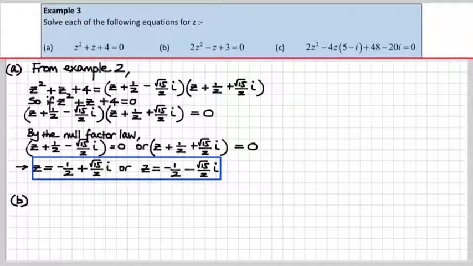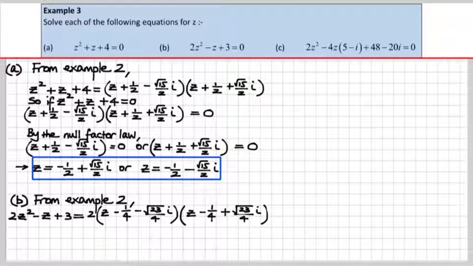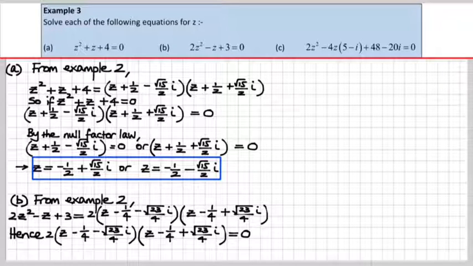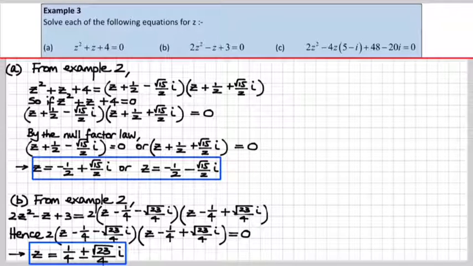Yes, great. Now in part B, similarly, from the previous screen, we determined that this polynomial here equaled this in its factorised form. Therefore, if we set the whole thing equal to 0, then by using the null factor law, we get z equals a quarter plus or minus root 23 over 4 times i. Okay, and yes, you know what I'm going to say. These are complex conjugate pairs because the coefficients of this polynomial are all real. 2, minus 1, and plus 3.